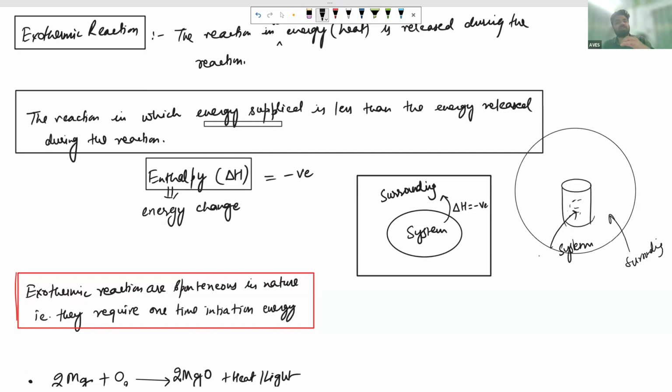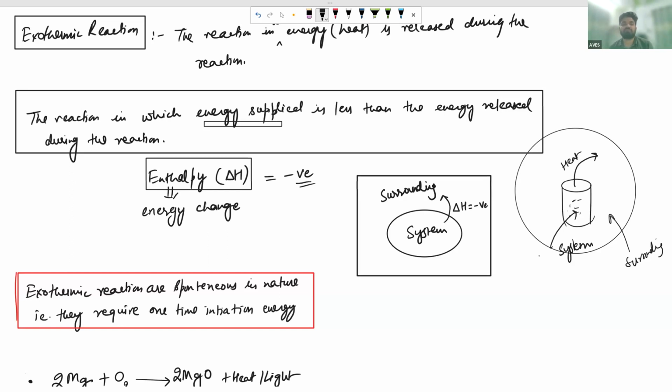So in the exothermic reaction, the heat is released, so it will be going from system to surrounding. When the heat is going from system to surrounding, since the system's energy decreases, we will say that enthalpy change for this reaction is negative. Enthalpy change for this exothermic reaction is negative.